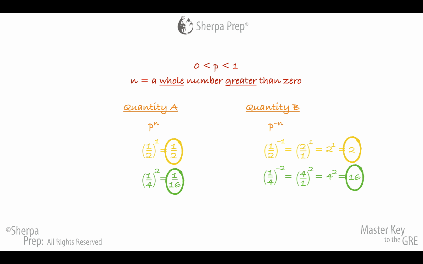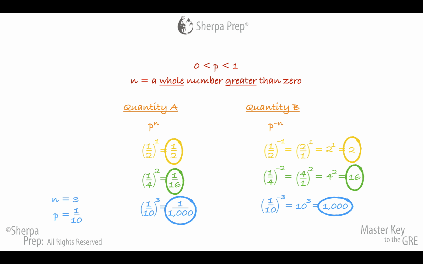And as a last step, let's go ahead and plug in one last set of values. Let's say P is 1/10 and N becomes 3. In the case of quantity A, we get 1/10 to the third power, which is 1/10 times 1/10 times 1/10, which is 1/1000. And in the case of quantity B, we get 1/10 to the -3 power. When we flip our base and make our exponent positive, we get 10 to the third power, which is 1,000. And what this is showing us is that no matter what we're choosing, B is bigger than A.